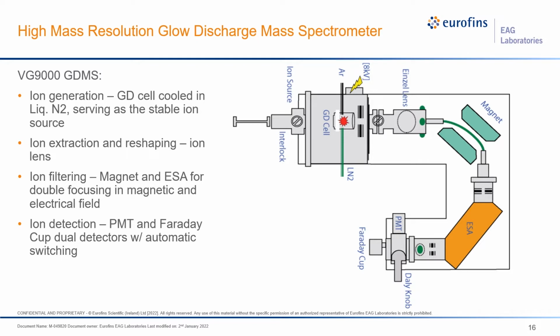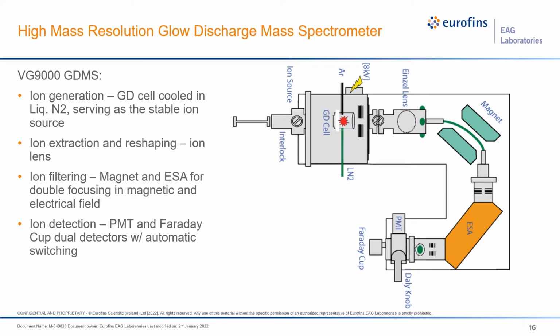We have two detectors. One is a photomultiplier and the other is a Faraday, which cover different concentration ranges, and there is automatic switching capability depending on the concentration. With this design and geometry, it allows us to do the analysis.